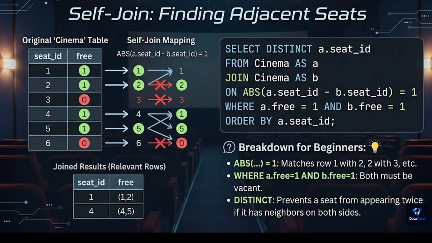Also, select distinct of a dot seat id is very crucial. If seat number 4 has seat number 3 as a free neighbor and seat number 5 as a free neighbor, it will appear in our join results twice. The distinct makes sure that each seat id is only listed once in our final result.